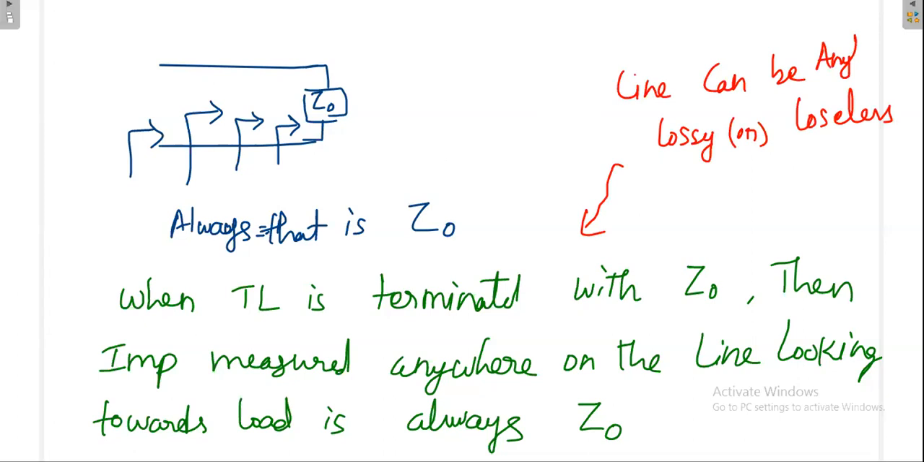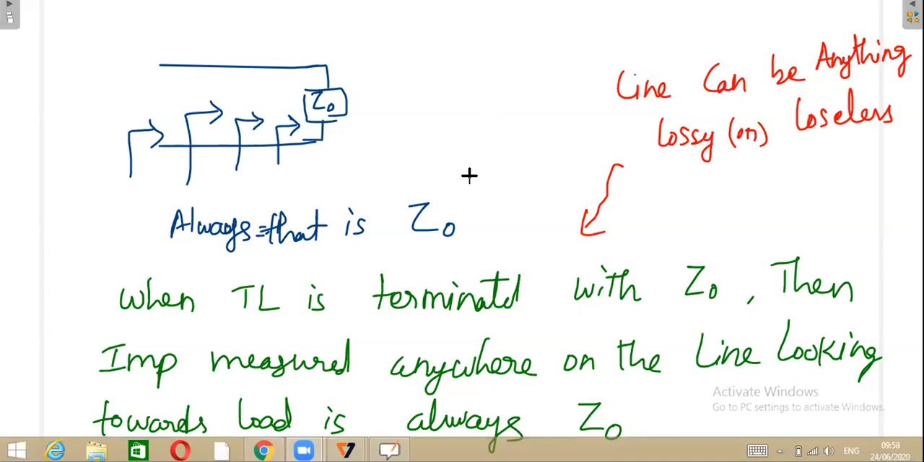Because we have not made any special condition. In a common format only we are discussing. So for this condition to work, the line can be anything. It may have distortion or it may not, or similarly it may have loss or it may not, but this statement is always true. For this statement to work, you have to terminate the load impedance with the characteristic impedance. That is the only thing you have to do. Then the line nature can be of anything.